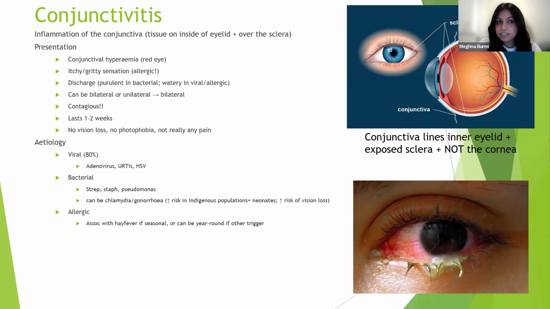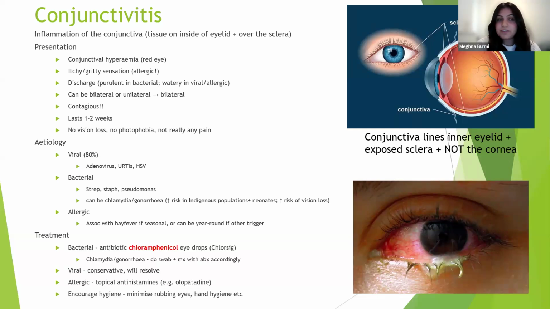Allergic conjunctivitis is basically like what we get with hay fever. We can get it with other triggers like dust or something year round as well. But the treatment is different based on what the etiology is. So if it's viral, it's conservative. It'll resolve on its own with the viral illness. The bacterial can be treated with antibiotic eye drops. So chloramphenicol is what you would have heard of before. It's called Chlorsig as well. Chlamydia, gonorrhea, we would do a swab and then manage accordingly with antibiotics.